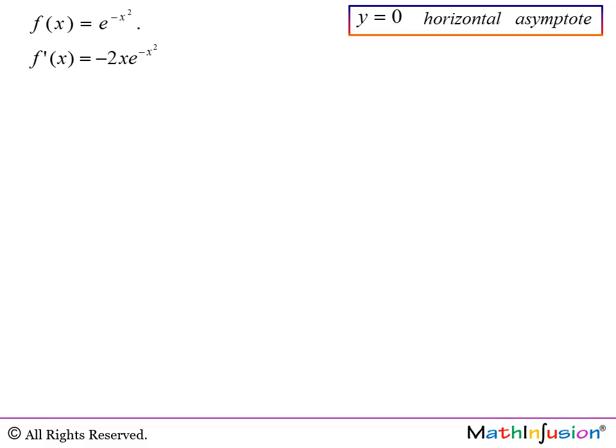We differentiate once, please use the chain rule, and find critical numbers. I want this to be 0. And I get that x equals 0 is the only critical number.